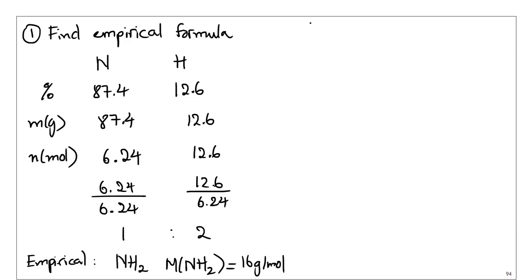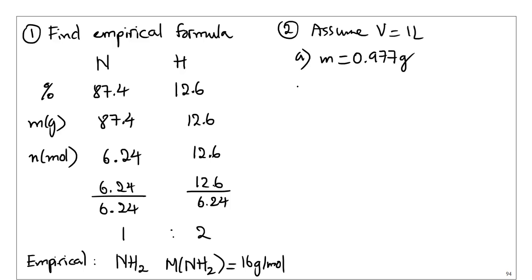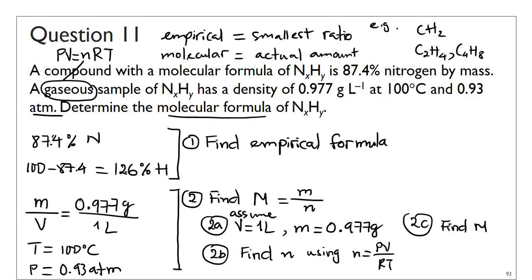Okay, step 2. So, oh yeah, actually it won't take that long. As we said before, we're going to assume the volume is 1 liter. You have to just make a call. It doesn't really matter, because if you change the volume, you're going to change both the mass and the number of moles of the substance, and the molar mass is not going to change. Anyway, if you have that volume, then the mass is 0.977 grams. Okay, I need to find the number of moles.